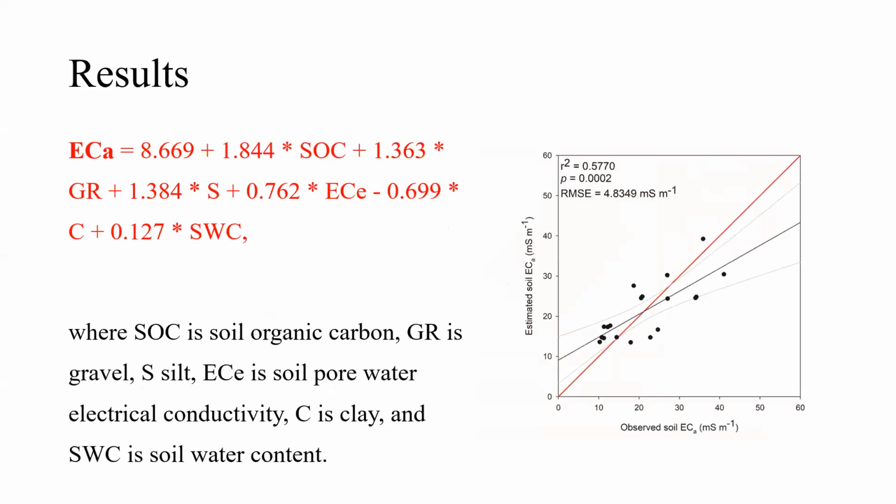So a multivariate regression analysis was performed, and the model was fitted with these 6 soil parameters, including soil water content, clay, silt, soil organic content, gravel, and soil salinity as ECe here. And we got this equation in color red. Such a model could provide a prediction of ECa from soil water content with R-square of 0.96, which is pretty good, and a p-value less than 0.0001.